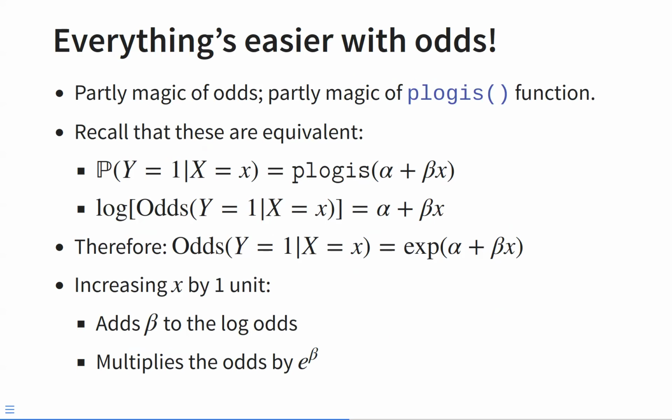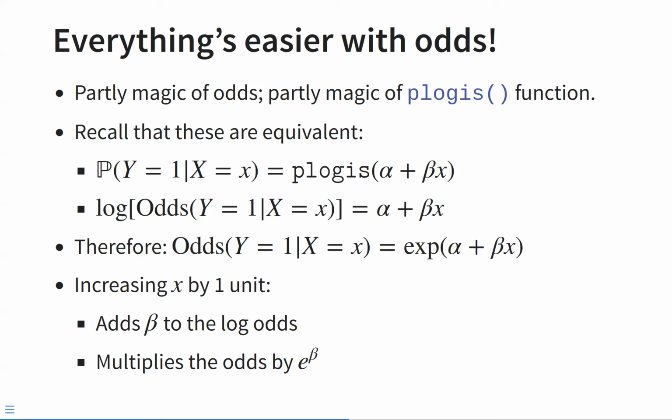Again, everything is easier with odds. So the thing about logistic regression that's so convenient is that it has a natural representation in terms of odds, and the plogis function itself takes a really nice, simple form. So let's recall from earlier in this lecture that the following two expressions are equivalent. First, the probability that y is 1 given x is equal to plogis of alpha plus beta x. Second, that the log odds that y is 1 given x are equal to alpha plus beta x.